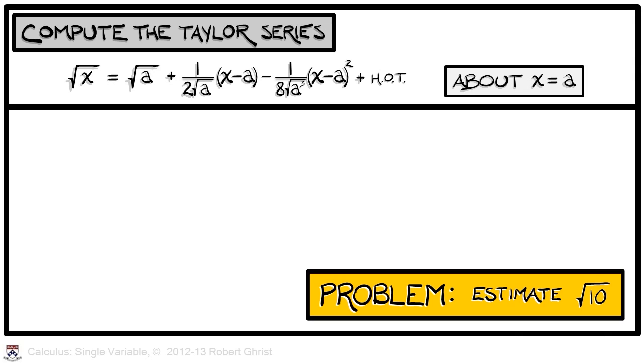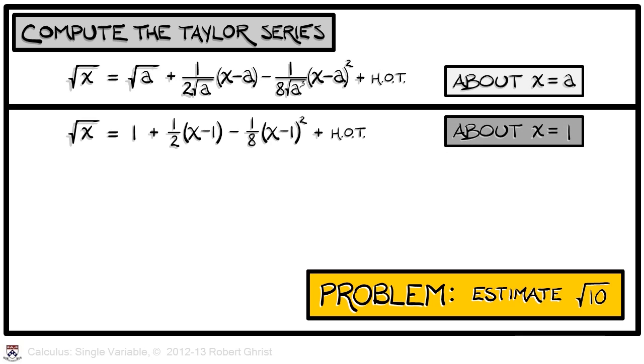Well, to compute the square root of 10, what are we going to do? Let's say I expand about 1, because 1 is a simple value. I know the square root of 1, that is simply 1. That makes the coefficients of the Taylor expansion easy to compute. On the other hand, when I actually try to estimate the square root of 10 based on this, then I get 1 plus 1/2 times 9 minus 1/8 times 9 squared, or 81, plus higher order terms.